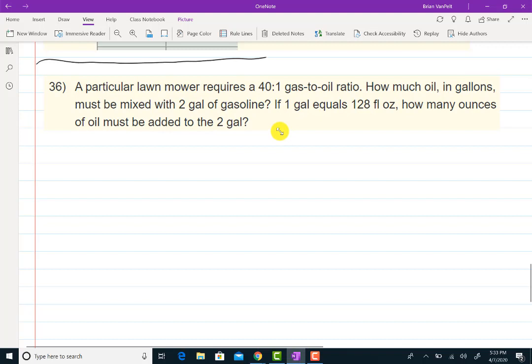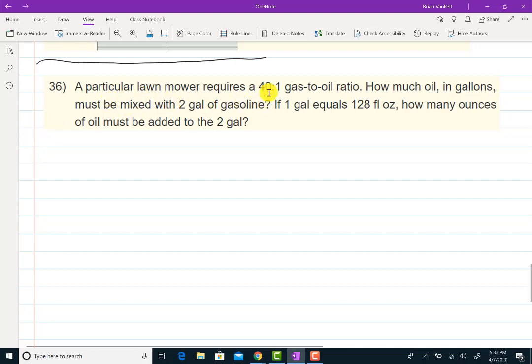Now, I don't know about lawnmowers anymore, but a lot of smaller appliances that you use outside, like a weed whacker or any of those kind of things, do mix oil and gas together, and in this ratio too, so you have to be prepared for this kind of stuff. You may actually see it in real life. Well, anyways, let's see how it goes here.